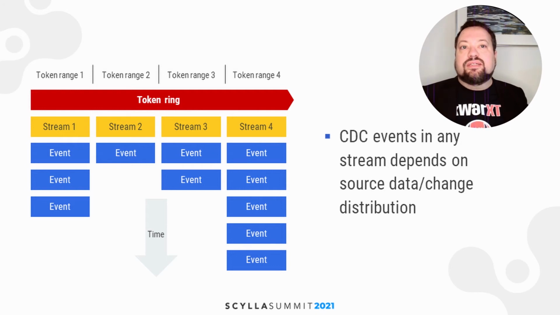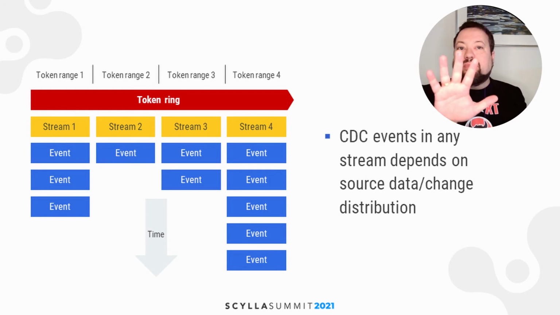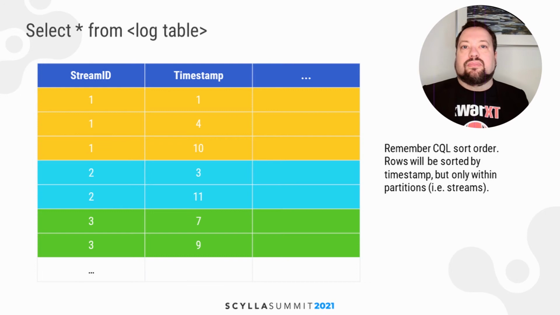As you can see, CDC events in any stream depend on the source data distribution. So if you have changes to different points in the tokenization of the base table, you will get a different number of events in the CDC log based on the same tokenization, i.e. the streams. And when you query from the CDC log table, the CQL sort order will give you a view that might be similar to this.